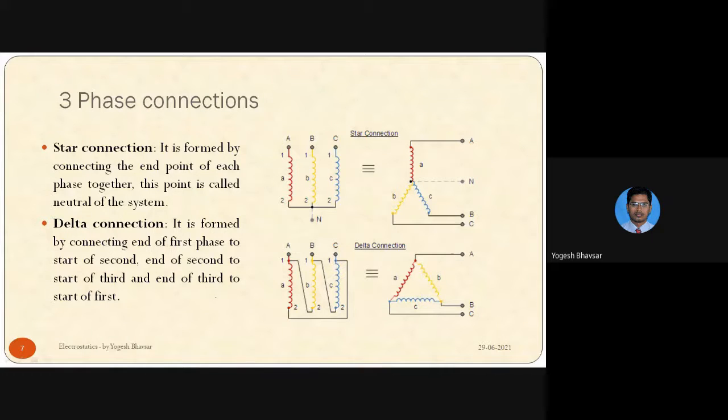That is because of the three-phase connections, which are the star and delta connections. By these connections, it is possible that we can transfer three-phase electric power with the help of only three conductors, or at most four conductors. It is possible only due to these connections, the star connection and the delta connection.